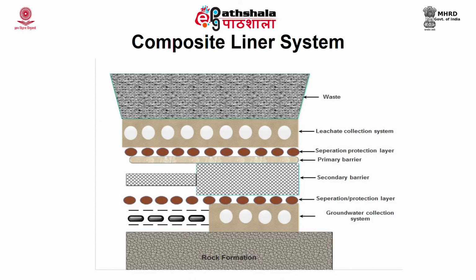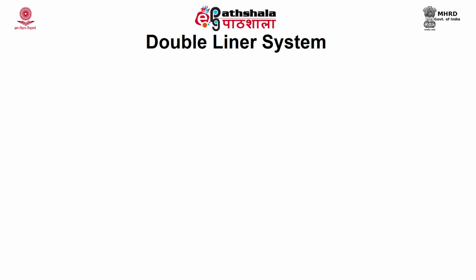You can see the waste. Below the waste you have a leachate collection system lined with a geonet, and below this you have a primary barrier, and the primary barrier and the leachate collection system are separated by a separation or a protection layer, that is a geotextile. And below the primary barrier you have a secondary barrier, and below the secondary barrier you have a second protection layer which is again a geotextile fabric, and the last one is a groundwater collection system which is optional. The third type is a double liner system.